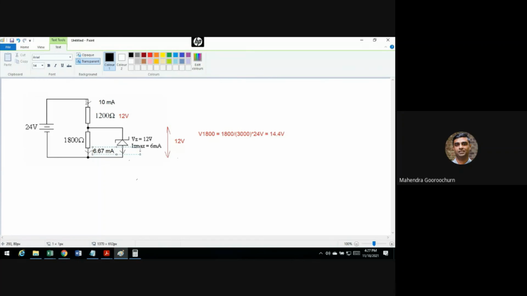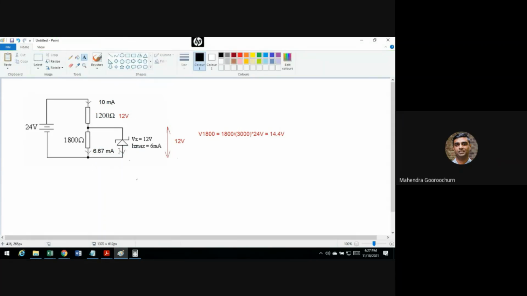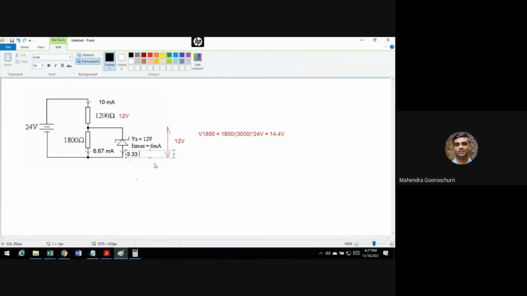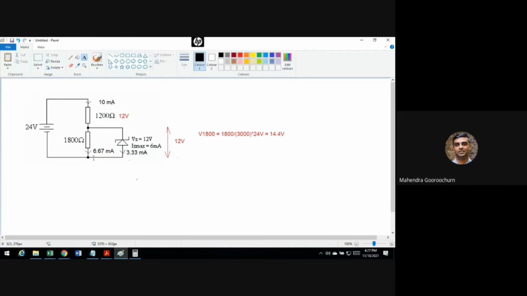Now, if you have 10 milliampere coming in and 6.67 milliampere going here, what is left behind? You apply Kirchhoff's current law. So 10 is coming in, 6.67 here. You need to have 3.33 milliampere moving here, so that when you add the two, you get your original current of 10 milliampere. So now you check, you find you have 3.33 milliampere flowing here, which is not exceeding your 6 milliampere. So it means you're not exceeding your IZ max. It's fine. It's in the safe limit.